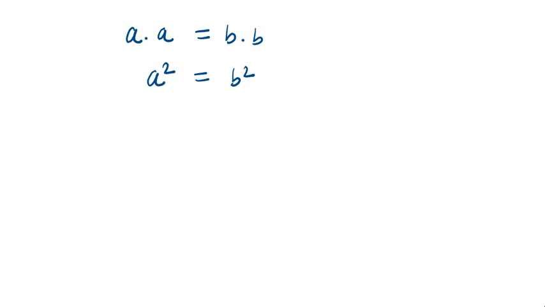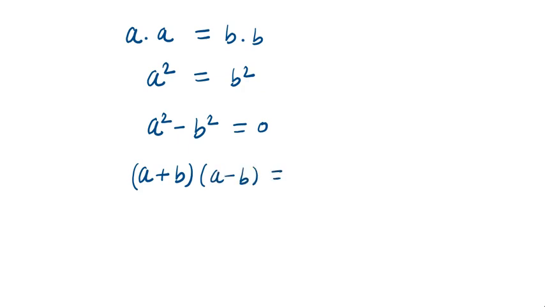If we take all the expressions on the same side, then on the left hand side you will get a square minus b square is equal to 0. Look carefully at the left hand side. On the left hand side we have the difference between two squares. Here a square minus b square, and the factor of a square minus b square is a plus b multiplied by a minus b, and this is equal to 0.